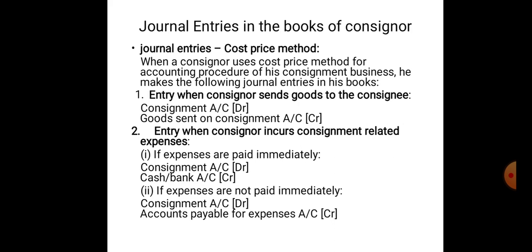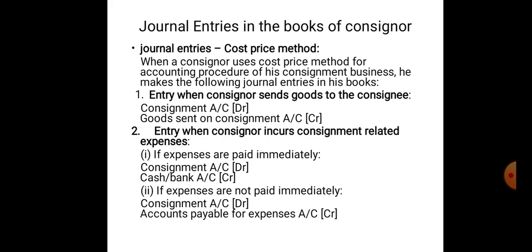Coming to the journal entries in the books of the consignor. So how to record the journal entries in the cost price method. When a consignor is using the cost price method for the accounting procedure for his consignment business, he is making the following journal entries in his books. So these are the entries in the books of the consignor.